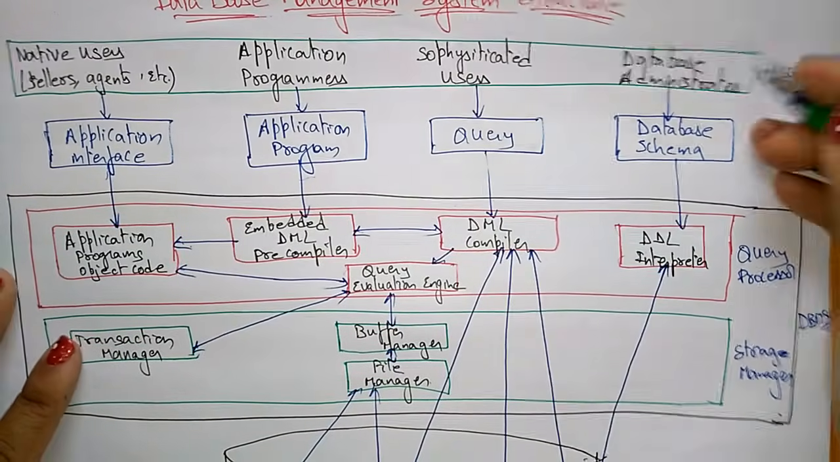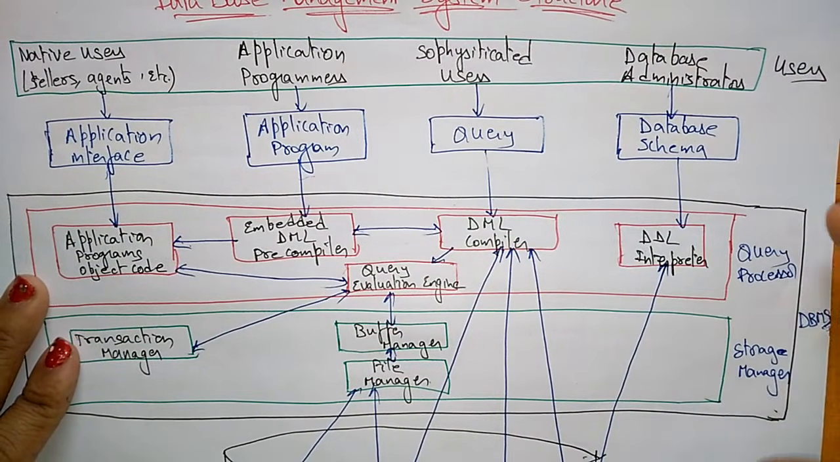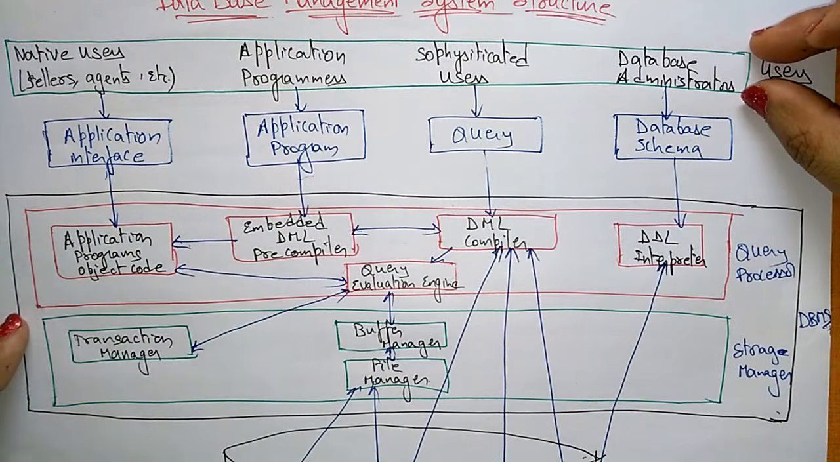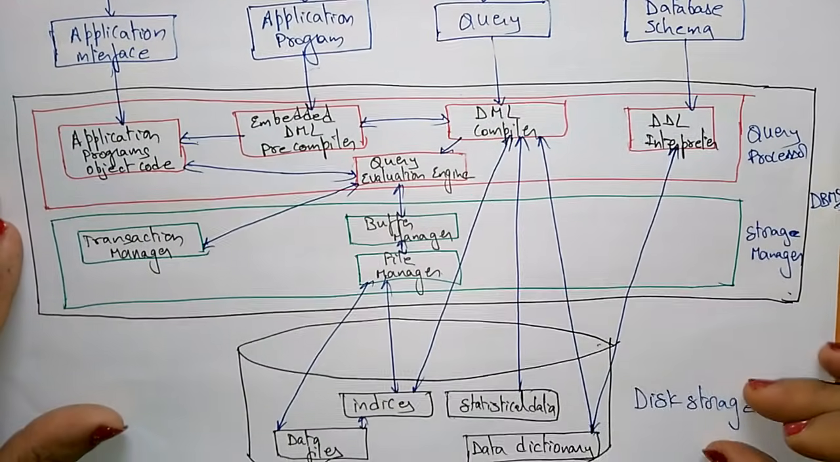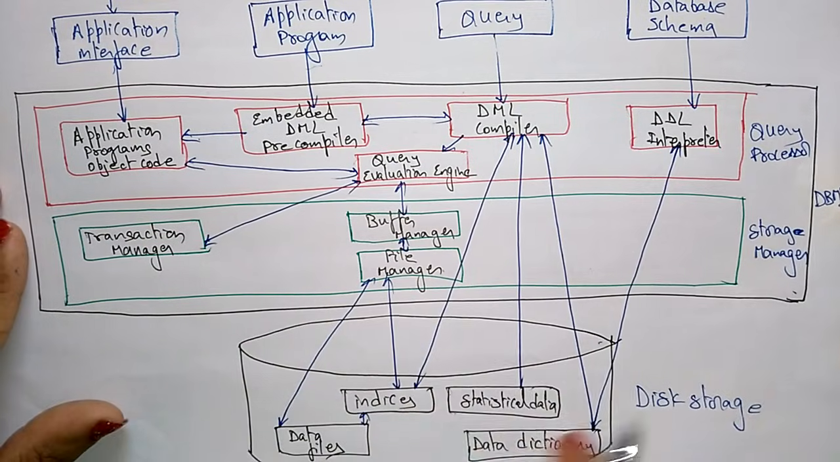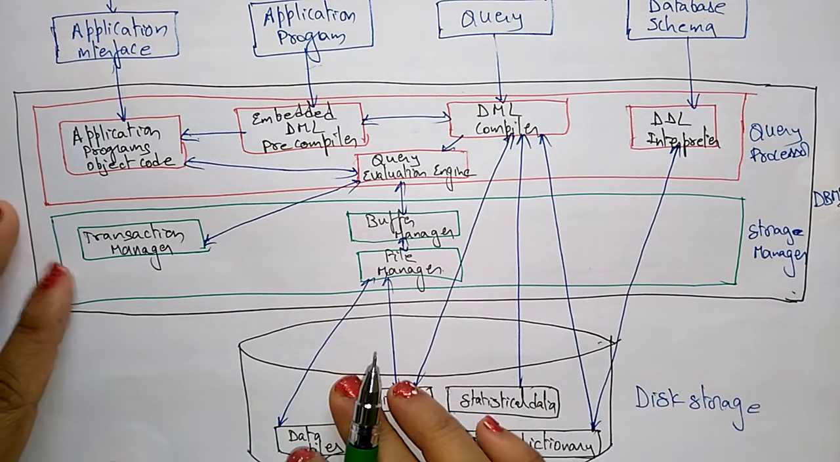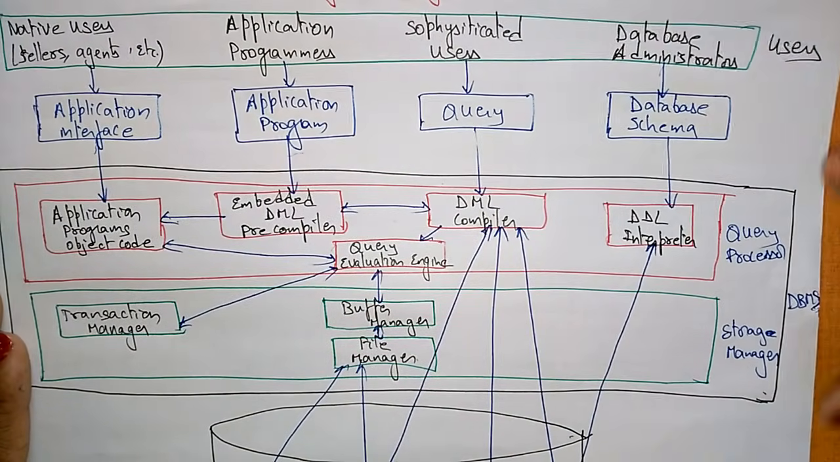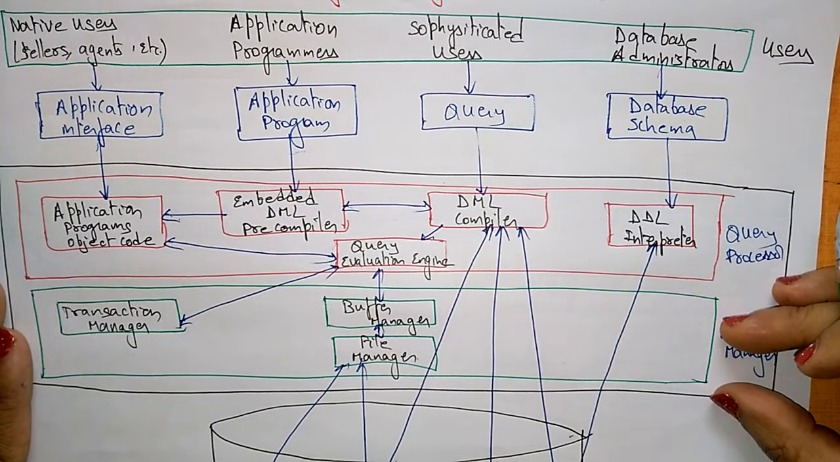So here the users will be there. In between the users and the disk storage, you have the database management system. These are the users, means we are the users, and here the disk storage means the database server, which is used to store all the data. And in between the user and the database, you have the application and the database management system.